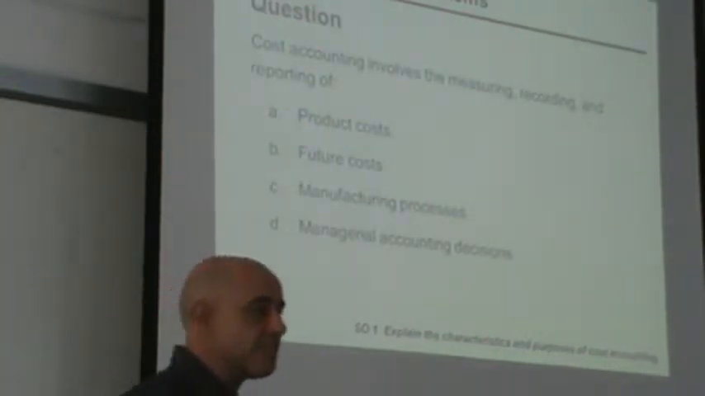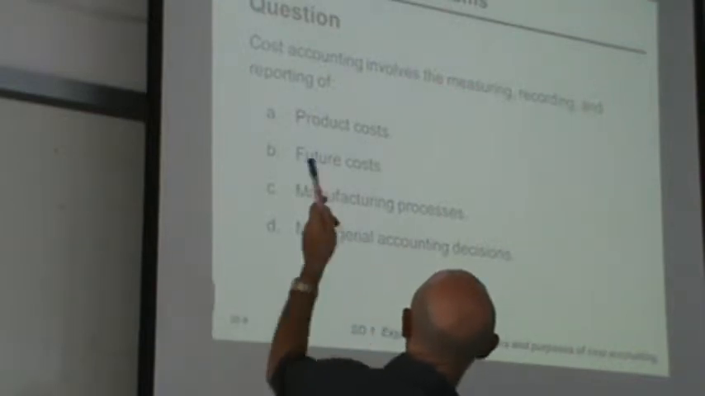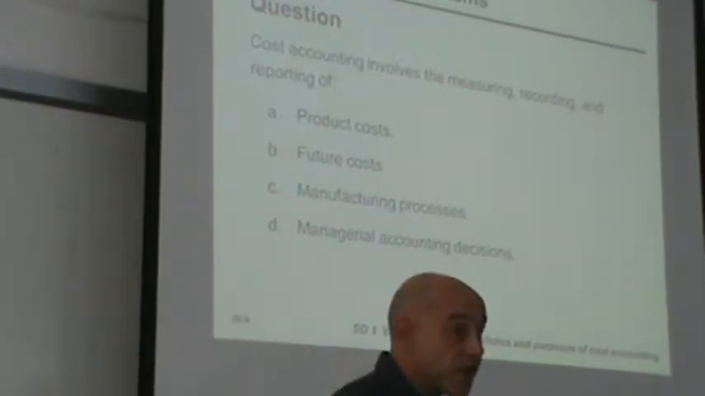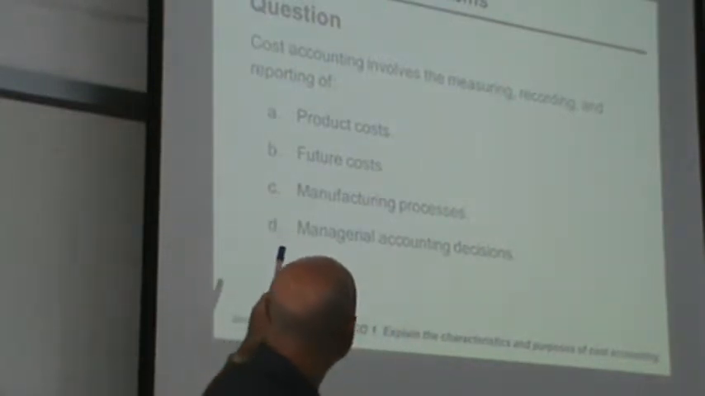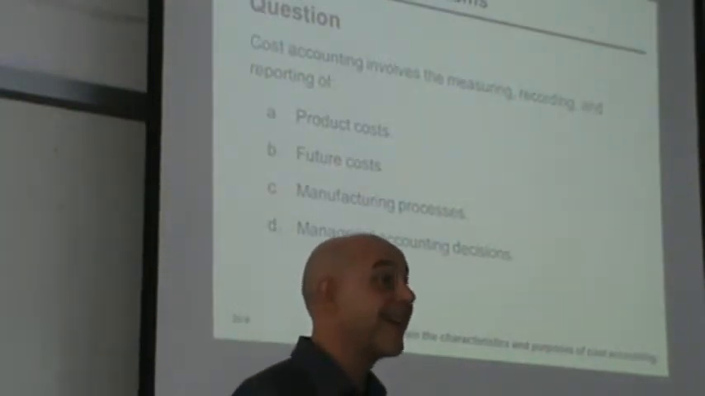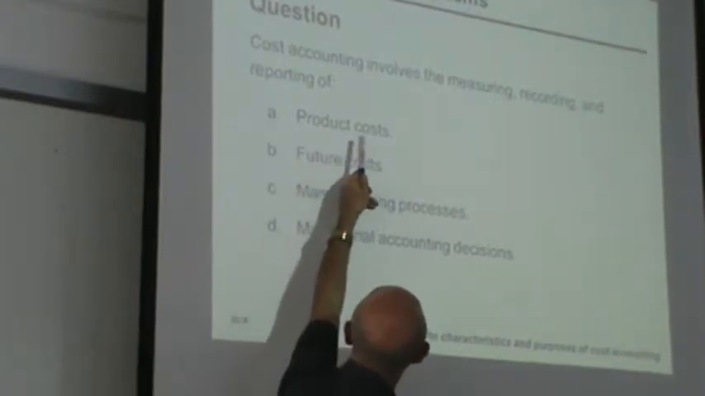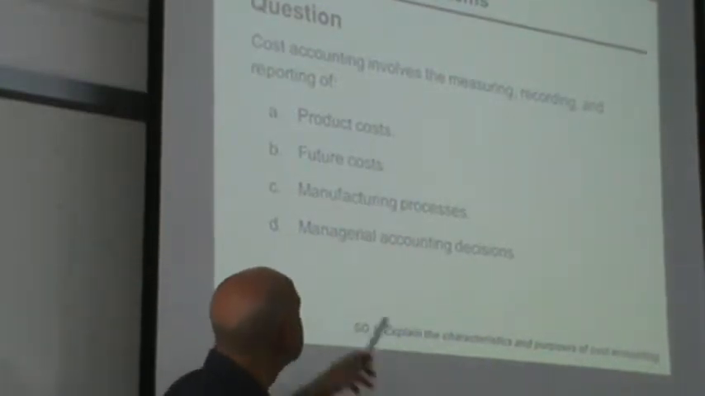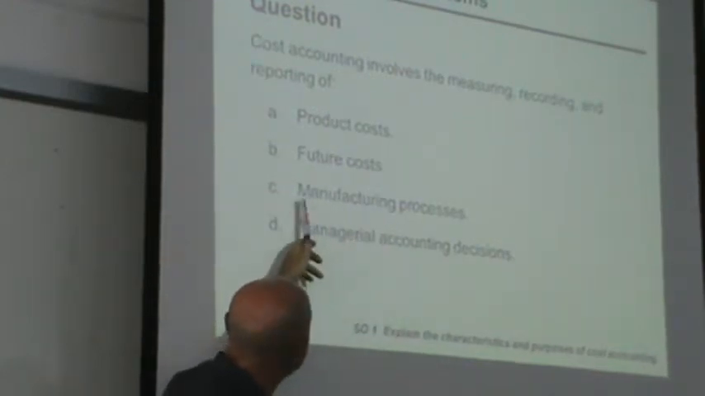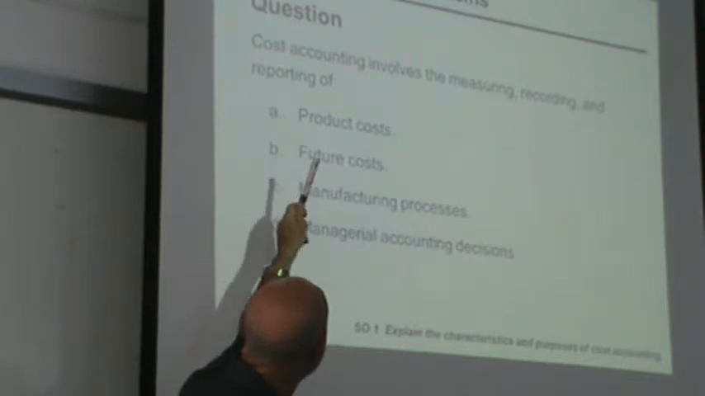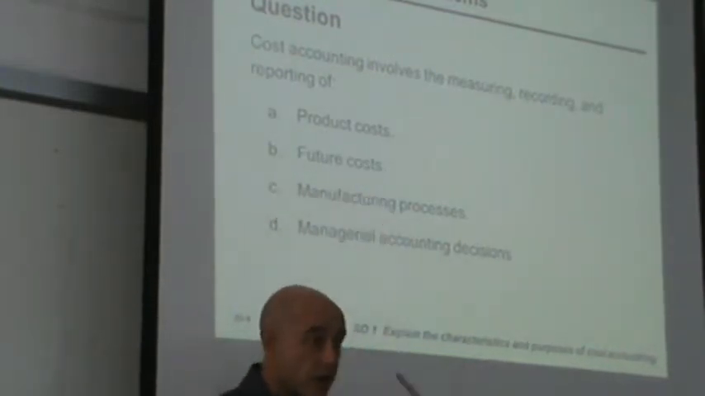So I got some simple question over here. Cost accounting involves the measuring, reporting, and reporting of A, B, C, or D? A. It's about product cost, okay? It's not about future cost, it's not about processes, it's not about decisions. Cost accounting is specific to product costs.